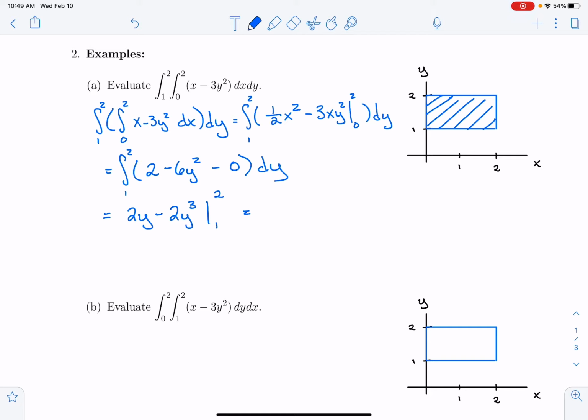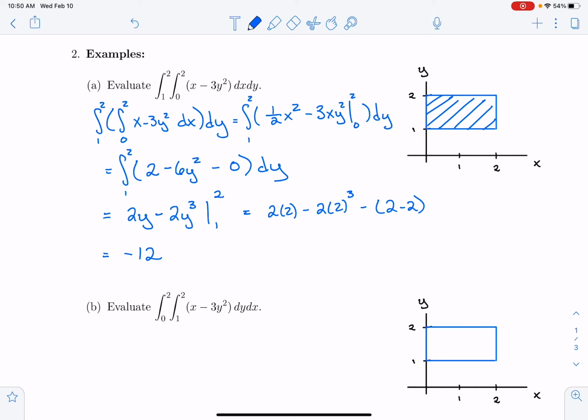Well, that gives me, let's see, 2 times 2 minus 2 times 2 cubed, and then minus, plugging in 1 for y, we're going to get 2 minus 2. So in fact, I'm going to get 4 minus 16, which is a negative 12, minus 0 there. So this double integral, evaluating it in this way, we get negative 12.